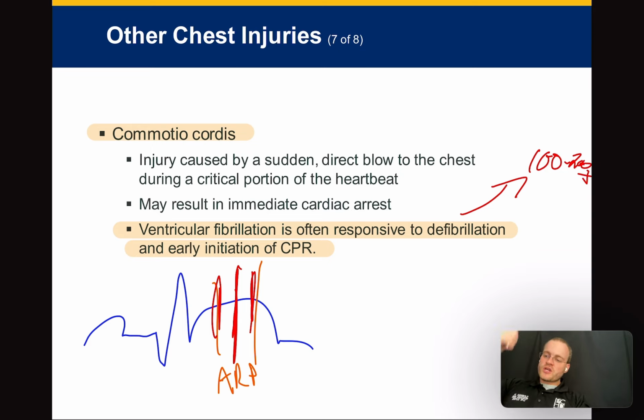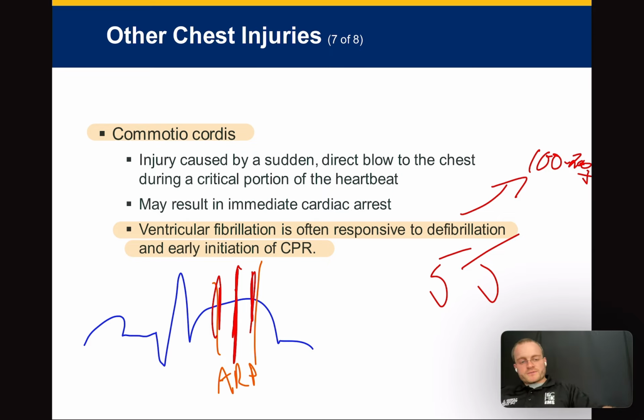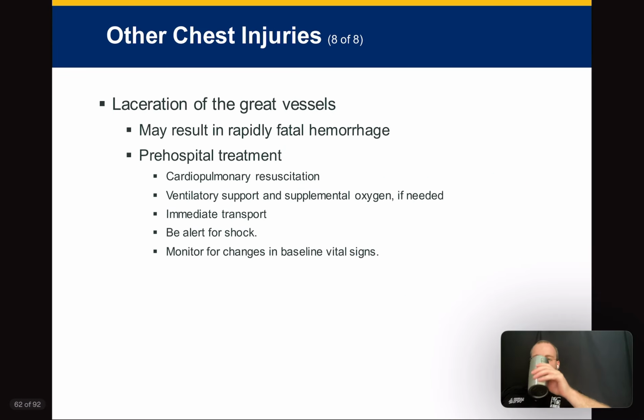But that precordial thump, that bang on the chest, is around 5 joules. And so sometimes people think that will be enough to kick the heart back on. You know, I don't know. I'm not doing it, but I'm just saying that's why you see that in the movies.